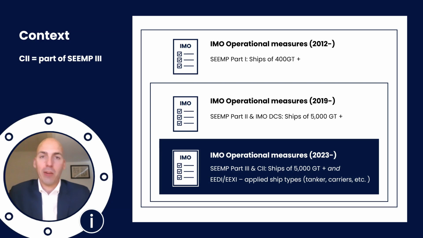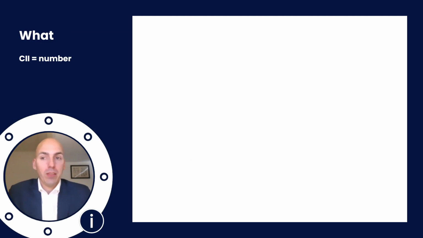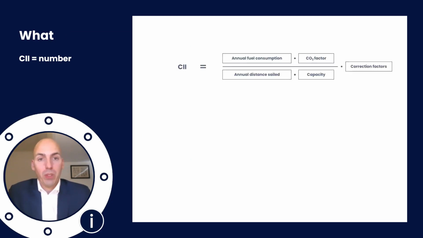Great. Now we have some context. We know why it's important, but what is CII exactly? CII is a number. You get it by multiplying the annual fuel consumption with the CO2 factor of the fuel used, which results in the total amount of CO2 emissions, and you divide it by the annual distance sailed multiplied with the ship capacity. You also multiply it by correction factors if you have any, but that is ship specific.